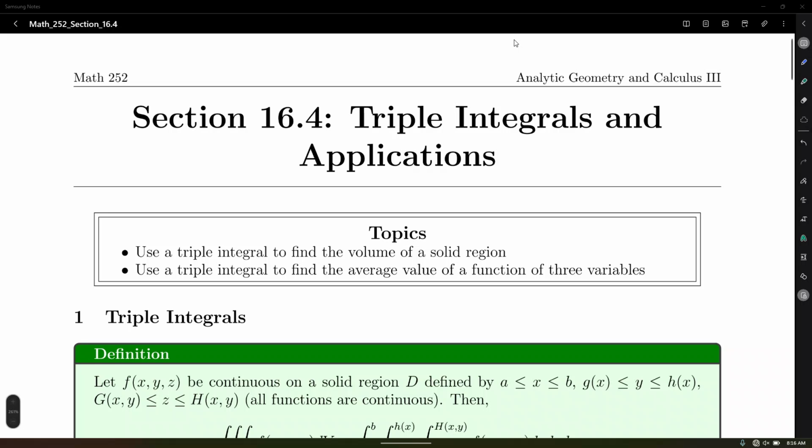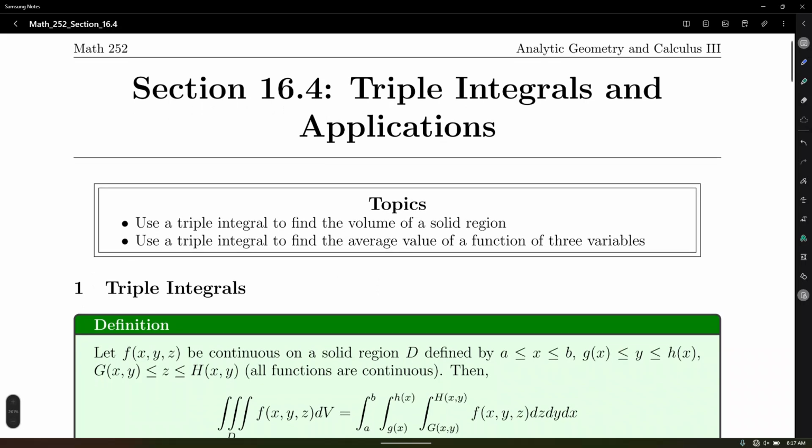Right, 16.4 triple integrals and applications. So we're going to add a third integral to the already double integrals. That's all it is about. But the applications, again, we will have a look at when a triple integral represents a volume, and what a triple integral represents when you have some f of x, y, z. Well, we'll see about it.